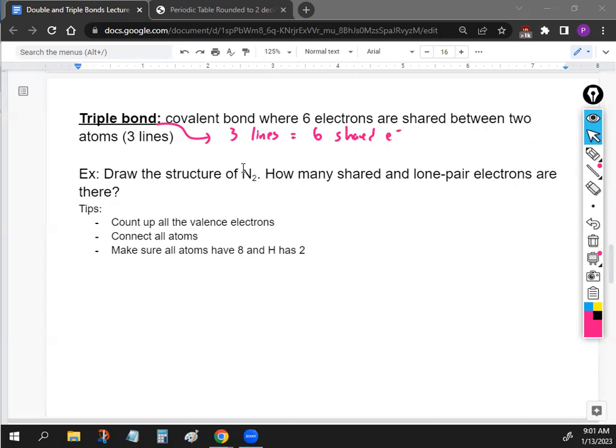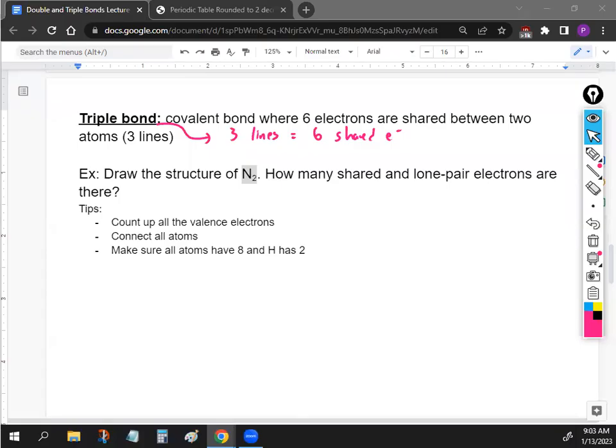So I'm going to give you guys about 3 minutes. I want you guys to draw the structure of N2. Okay, it's nitrogen gas. Okay, so I'll give you guys about 3 minutes. See if you can get the structure. Make sure you draw the lone pairs and count the valence as well. 3 minutes to do that, and then we'll go over it. And just a hint, you'll use a triple bond.